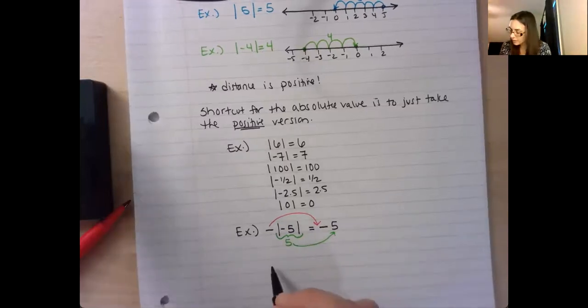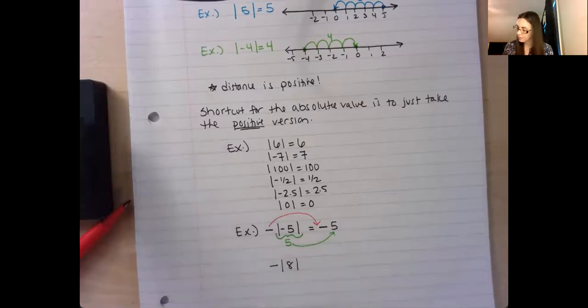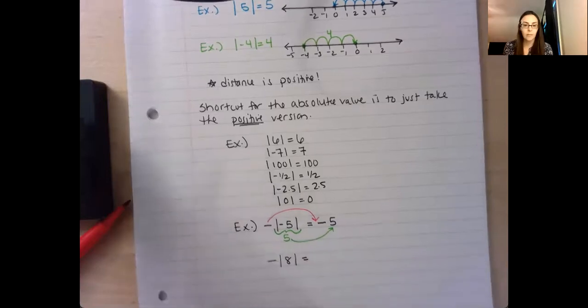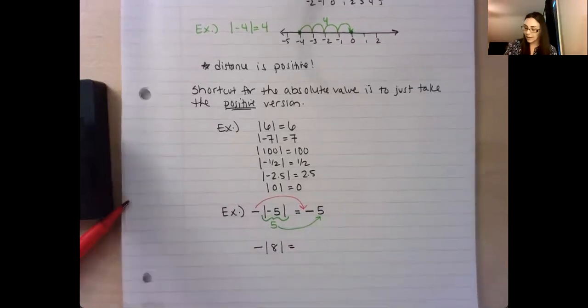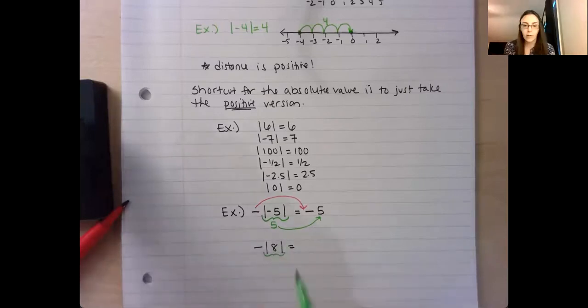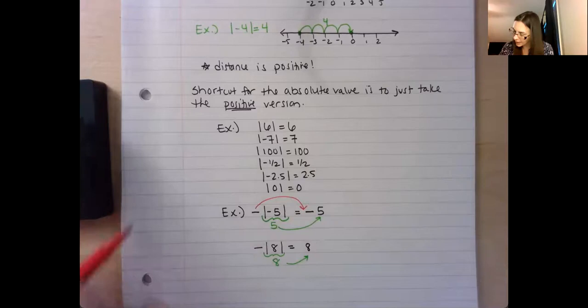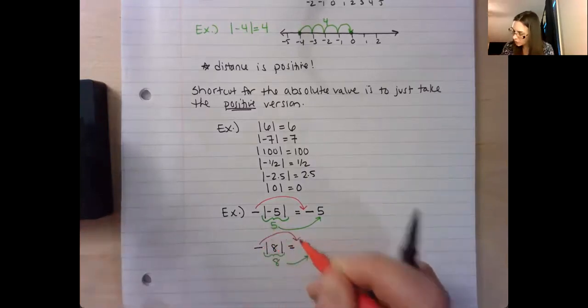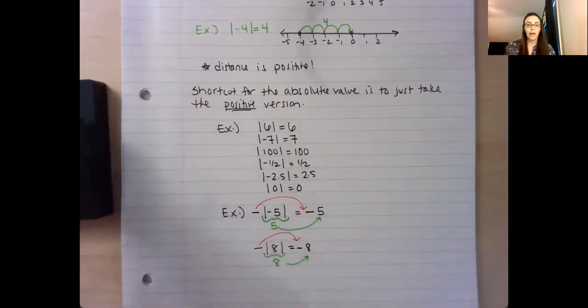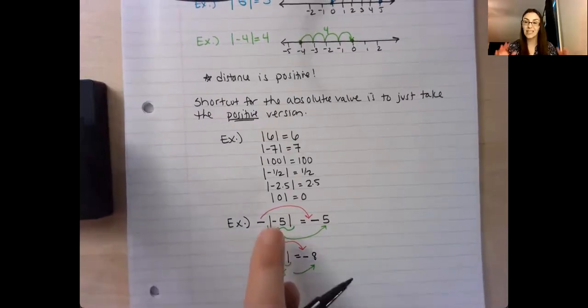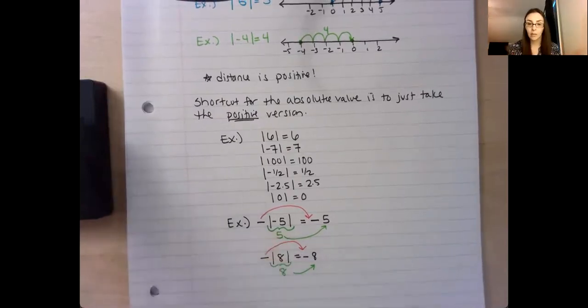Let's do one more like this. What about negative absolute value of 8? So again, that negative is on the outside, it's not on the inside. So I'm going to do the absolute value first. The absolute value of 8 stays 8. And then this negative is on the outside, so it's just going to tack along. So if you have these more complicated absolute value problems, you can still do it. You just want to take your time with it and simplify that first.